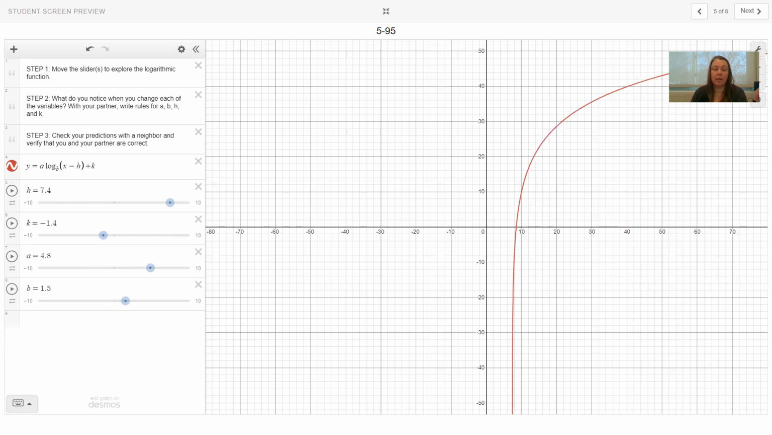Now b, usually we'll do like a horizontal change. It's a little different with a log. It still kind of seems like that. It looks like it's moving up or down, like stretching, right? But remember, you can't have a base that's 0 or negative.